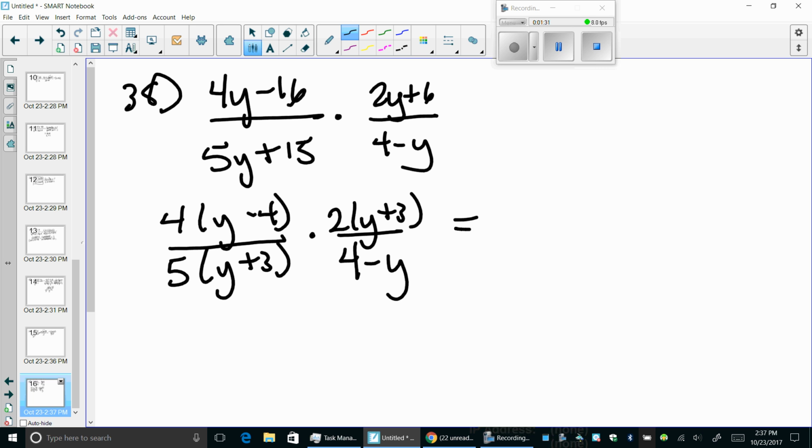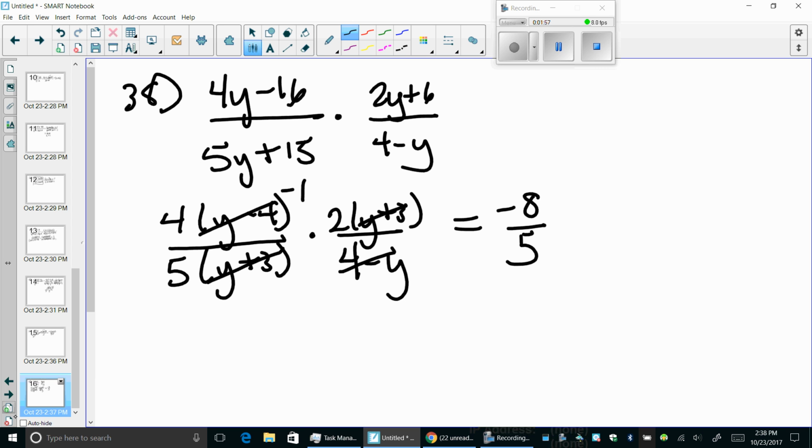Now I cancel any common factors. So I have y plus 3 here, y plus 3 here. I have a y minus 4 and a 4 minus y, which are opposites. I could cancel those out if I replace it with a negative 1. And I always put the negative on the top. Doesn't technically have to be. Then 5 doesn't cancel with anything. So I'm going to multiply 4 times negative 1 times 2 for the numerator. That's negative 8. And then 5 is the denominator.